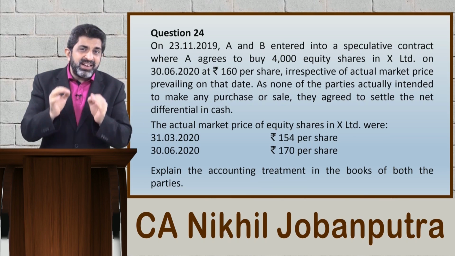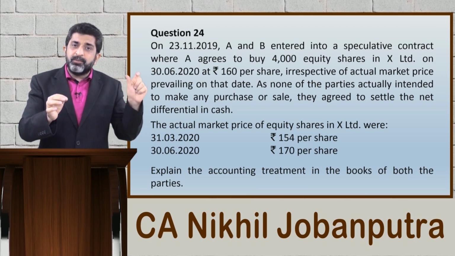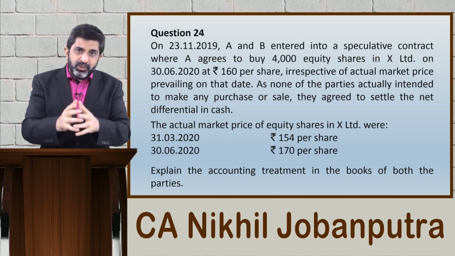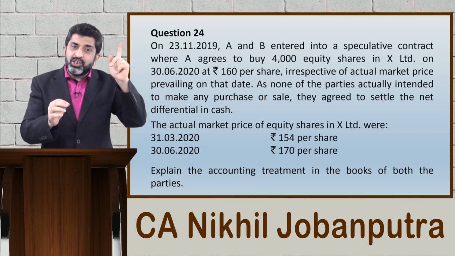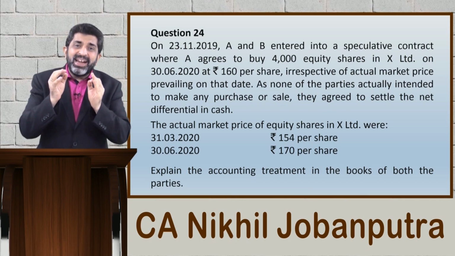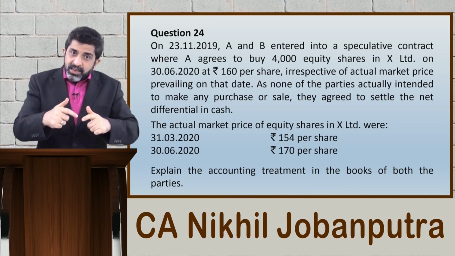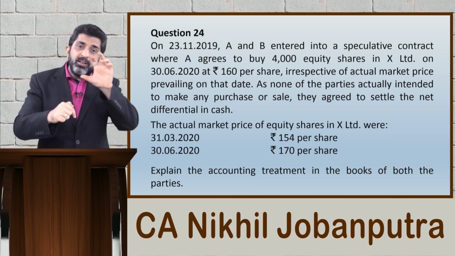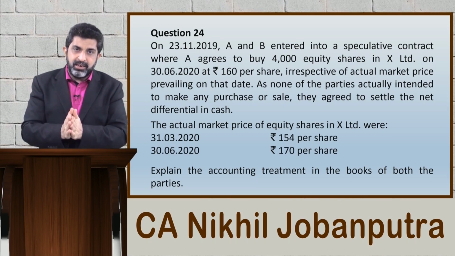Now, if I am recognizing a derivative liability at the reporting date, that is 31st March 2020, what would happen? I will record a derivative liability only when it fulfills the condition of financial liability, because a derivative liability by its basic nature is or has to be a financial liability. That means whatever liability I am recognizing, it must be covered under the definition of financial liability.